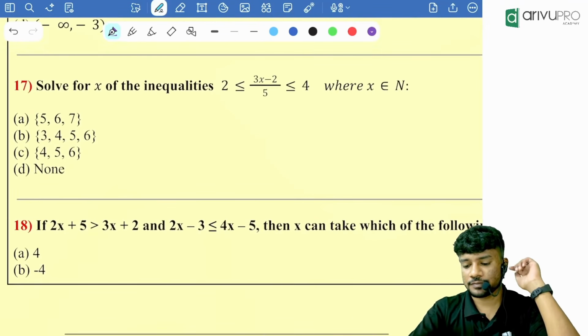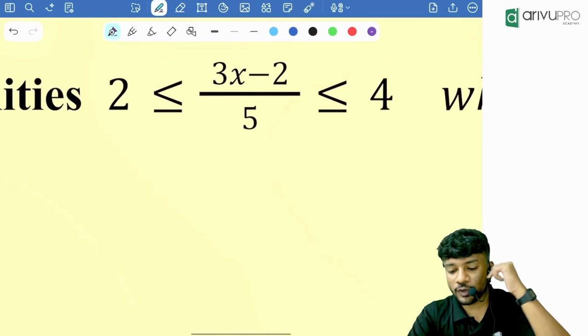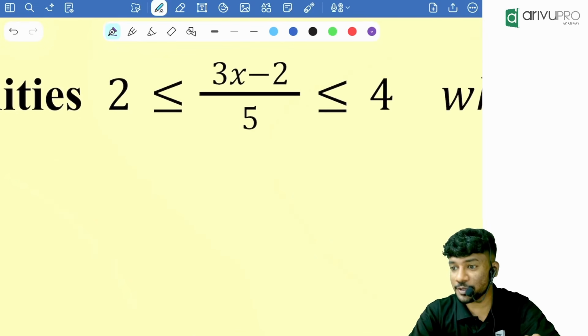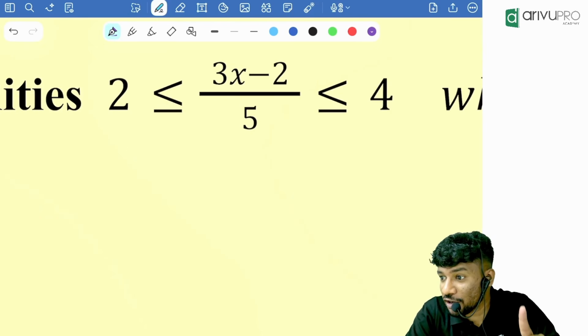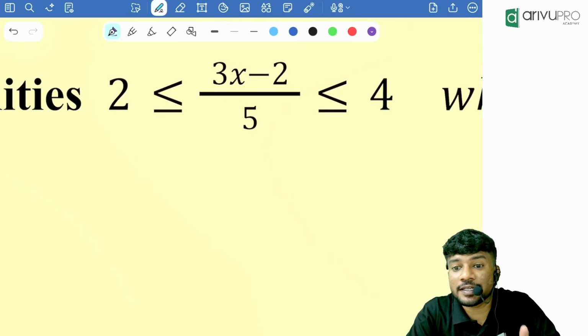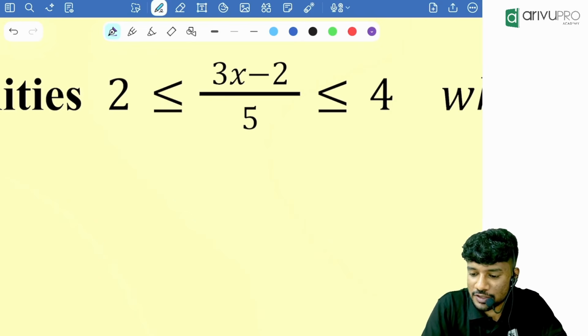Solve this for me. Oh, so too many things are coming into the picture. How will you solve when too many things are coming into the picture? What did I tell you in the first step? Whenever there is a denominator, we will multiply it with the denominator on all the sides. So everyone start multiplying with 5.